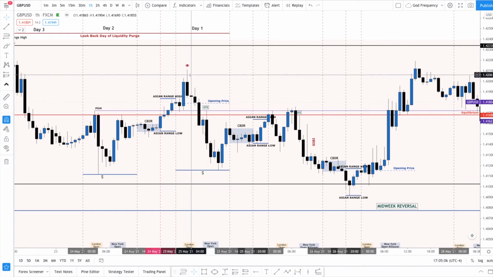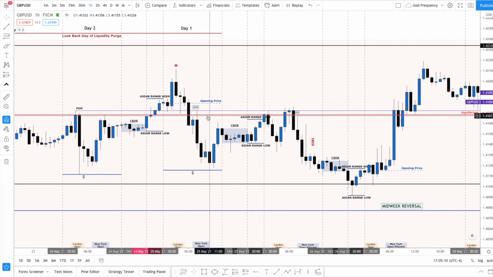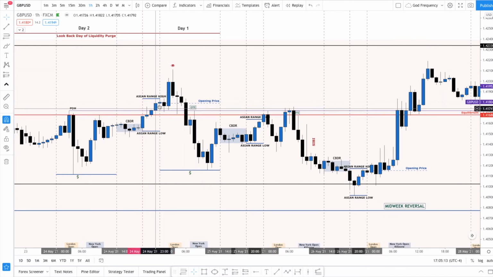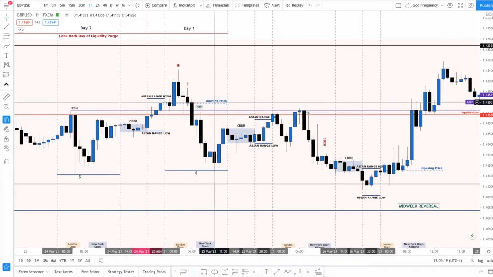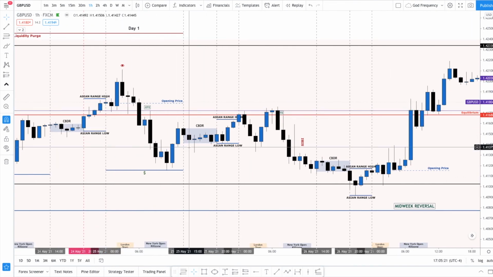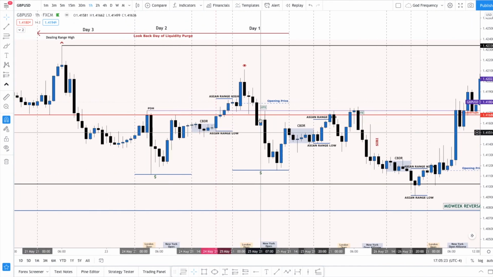So I'm up on Tuesday early on London, and if I see an opportunity, this is like the classic ICT Judas swing. It went above opening price, and I can't show exactly the entry point, but I knew once we went above opening price that I would short the market. So I got in right there.